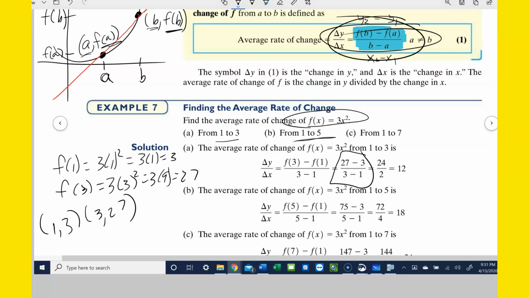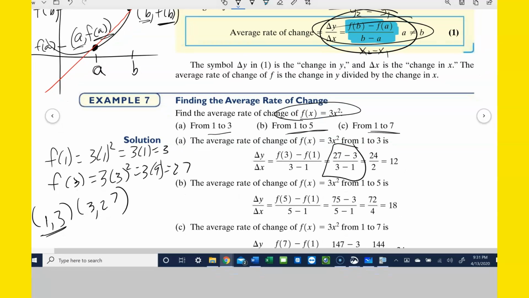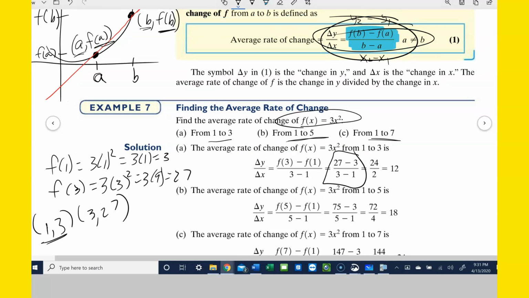You can do the same exact thing with these numbers. We've already done f of 1. That's going to be the point 1, 3 again. But now plug in 5, and you'll get a second point, and you'll find the average rate of change. That's what they're doing here. I'll let you look at this example, already done. I think showing you this one will probably suffice for you knowing how to do parts B and C because it's done the same way.